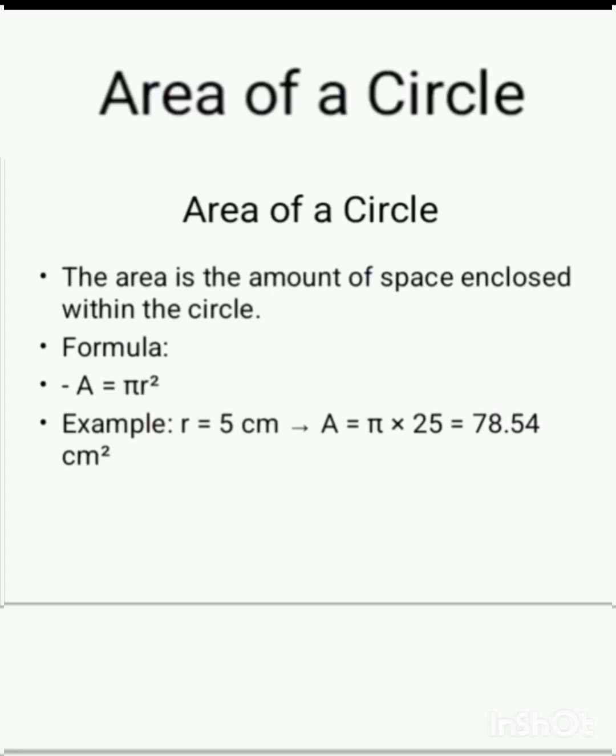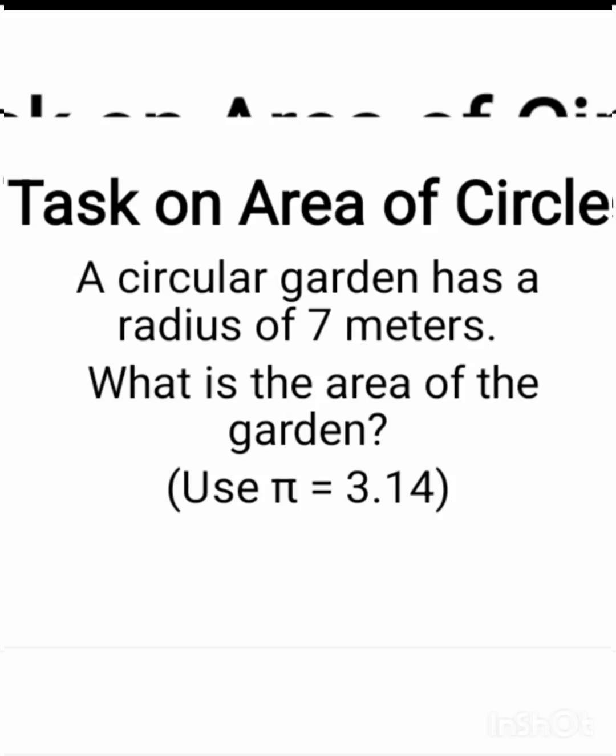In this same question, we should find the area of a circle whose radius is 5 cm. The area of a circle, pi r squared, and my r is 5. So I have pi times 5 squared, and at the end of the day, I have 78.54 centimeters squared. Circumference and area of circle settled.